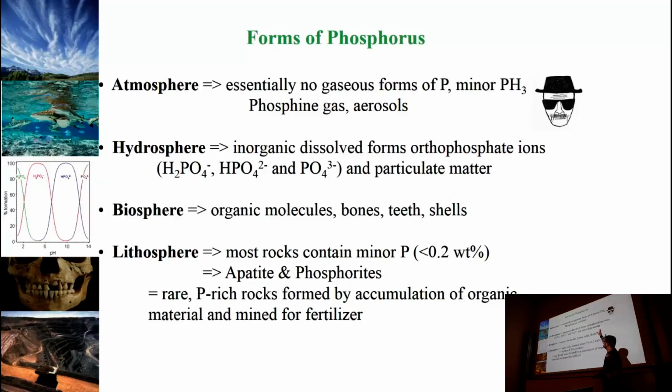But other than that, there are no gaseous forms in the atmosphere. The only phosphorus in the atmosphere is basically solids, little bits of rock that are there as dust in the atmosphere. Okay, so that's the only phosphorus in the atmosphere.